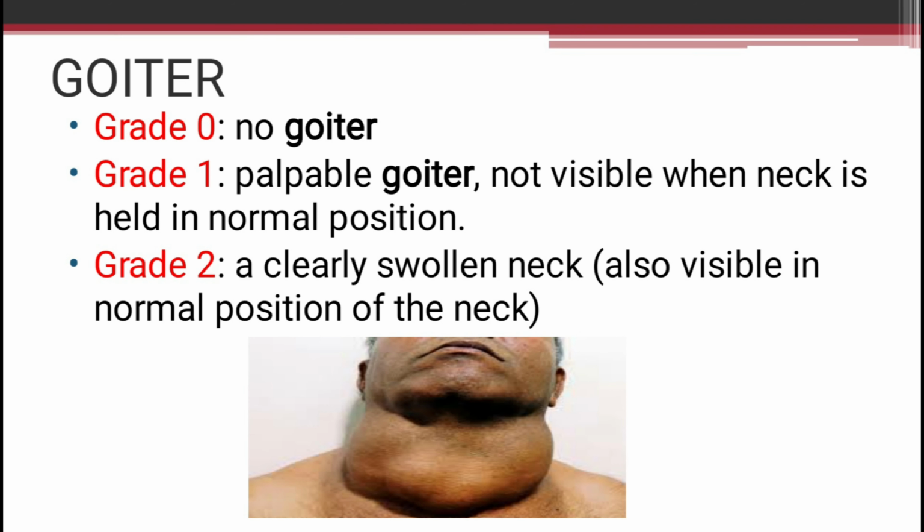Next is goiter, which is the enlargement of the thyroid gland. Here are some gradings given to the goiter for diagnosis. Grade 0, where there is no goiter present, and grade 1, which is a palpable goiter but it is not visible when the neck is held in normal position. And grade 2, a clearly swollen neck, which is also visible when the neck is held in normal position.